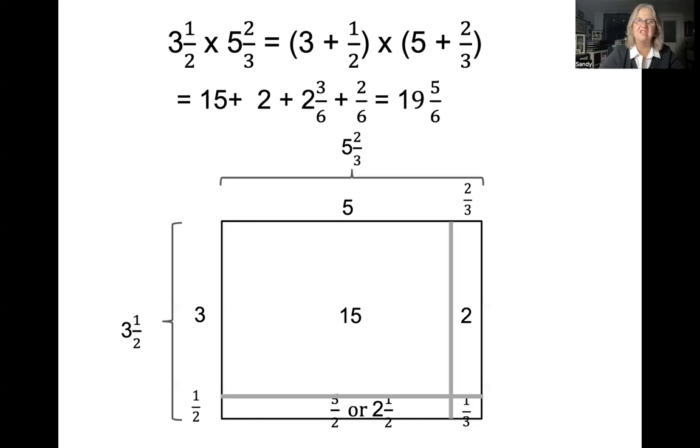Now notice what I did not have to do. I did not have to think of 3½ as 7/2 or 5 2/3 as 17/3, multiply numerators and denominators, then take it back to a mixed number. I'm actually using distributive property to combine these.